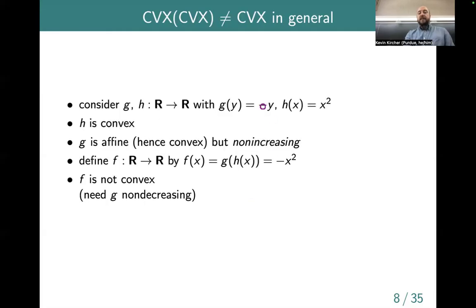And so in order to get the composition rule to do what we want, to preserve convexity, we need the outer function, in this case, the function g. We need that thing to be non-decreasing in addition to being convex.